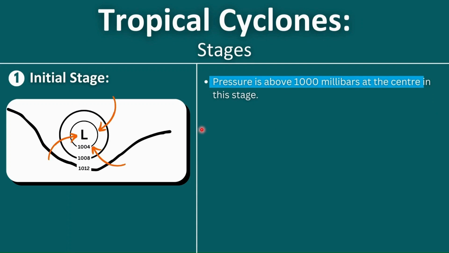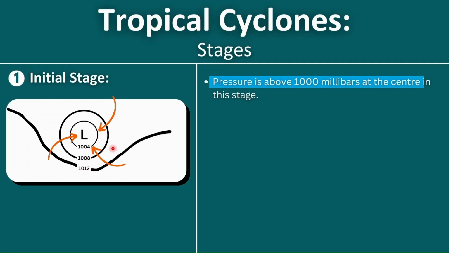Now we get to the stages, right? Our first stage is known as the initial stage. Pressure is above 1000 millibars at the center in this stage. So let's look at the diagram quickly. We can see that this is a low pressure system. How do we know? We can see that the lowest pressure will be found in the center, and that will be above 1000 millibars. Its exact number is 1004 millibars. And we can see as you go outwards, the pressure will increase.